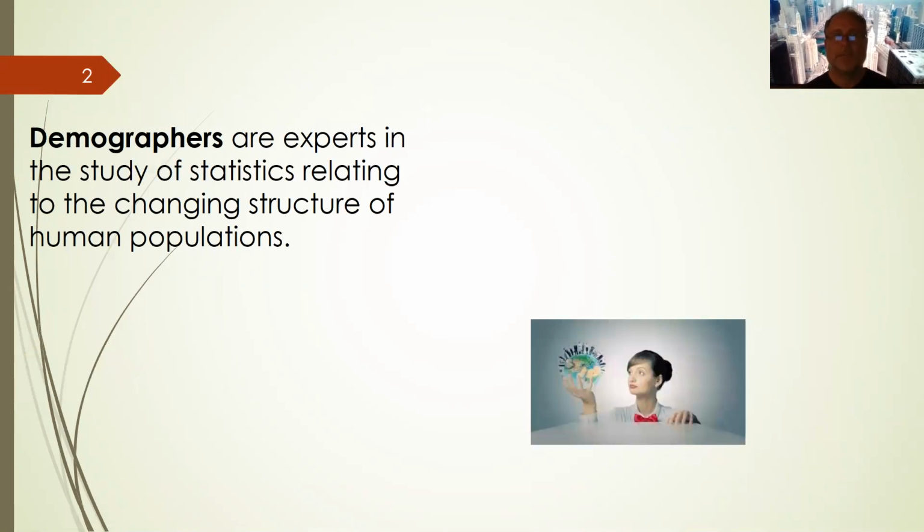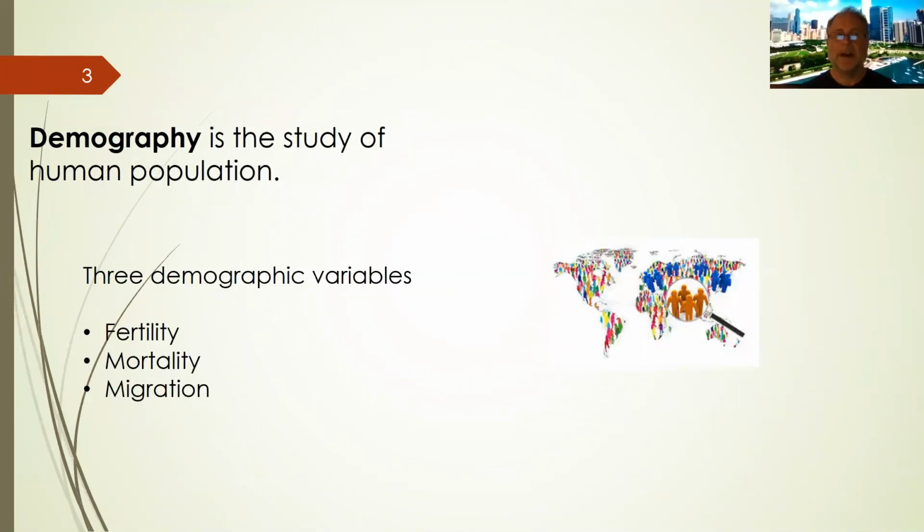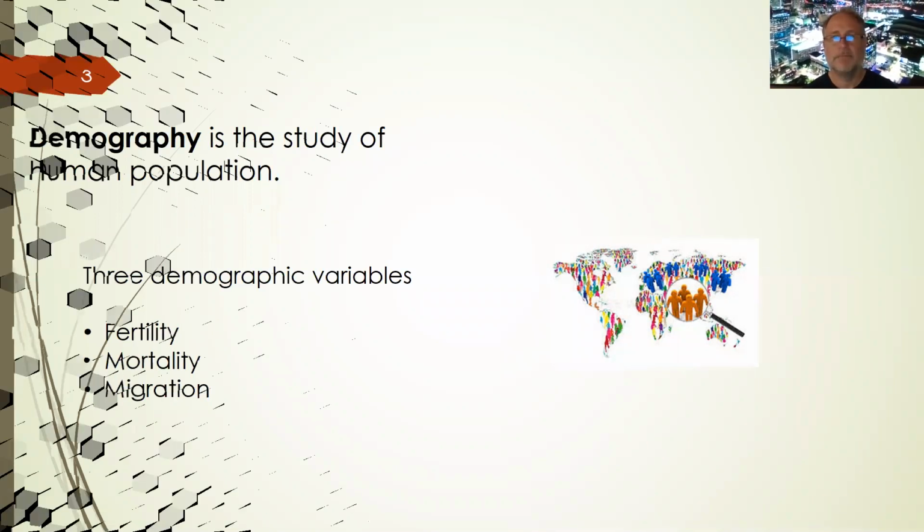Let's get started with a few definitions. Demographers are experts in the study of statistics relating to the changing structure of human populations. Demography is the study of human populations. To project population trends, demographers use three basic demographic variables: fertility, mortality, and migration.